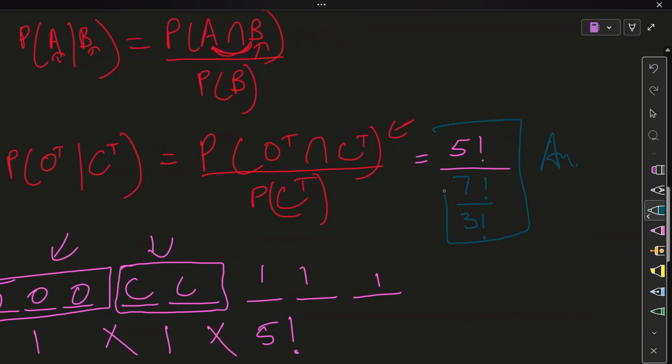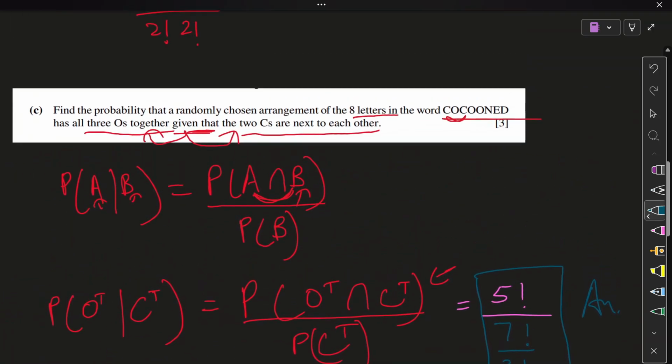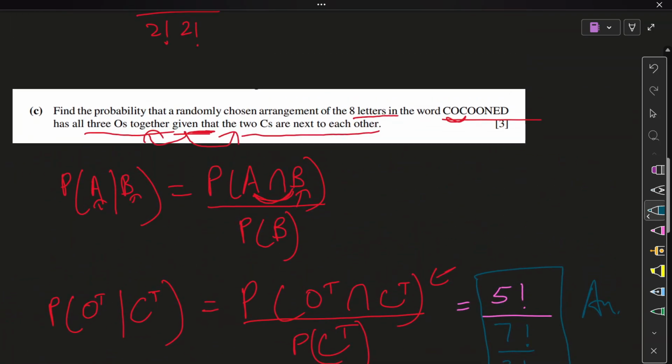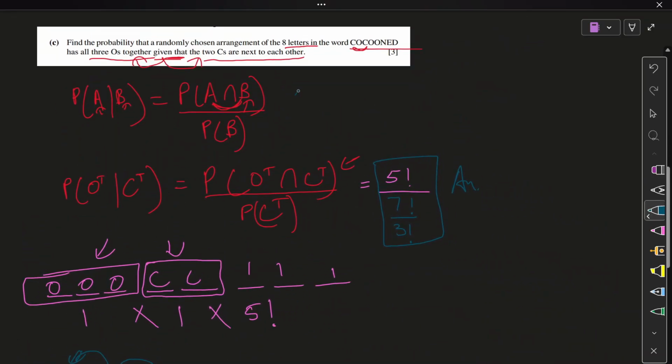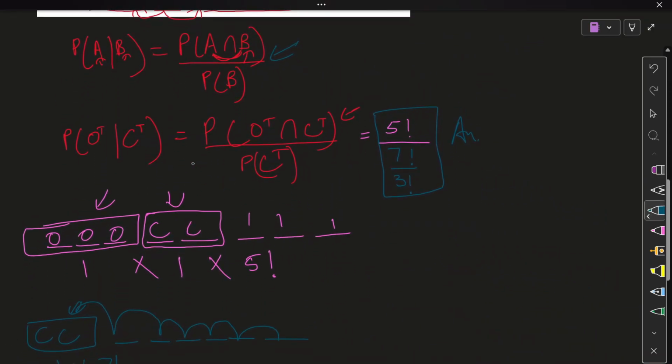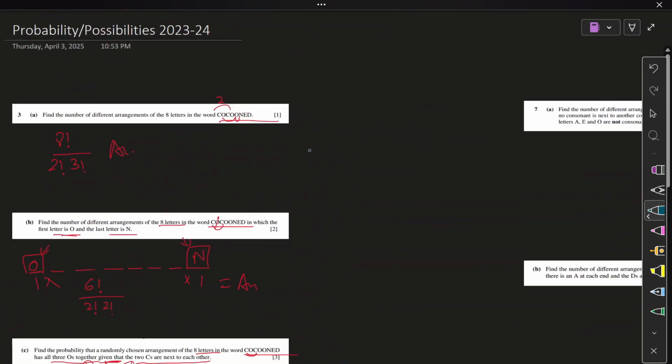Simple as that. So this is how you go about conditional probabilities. Whenever there's conditional probability and you have to find the arrangement, simply go for this formula and apply it normally as per the techniques you know. Easy question, right? Moving on. That was question number one.